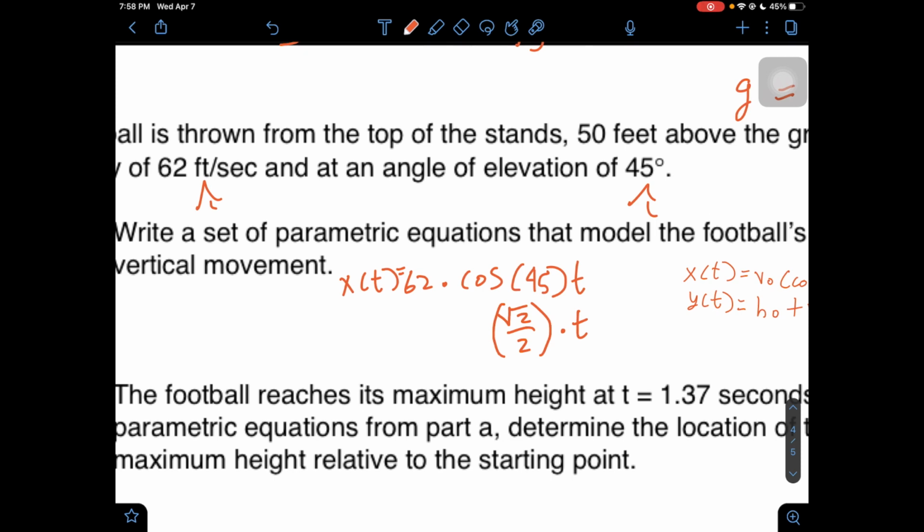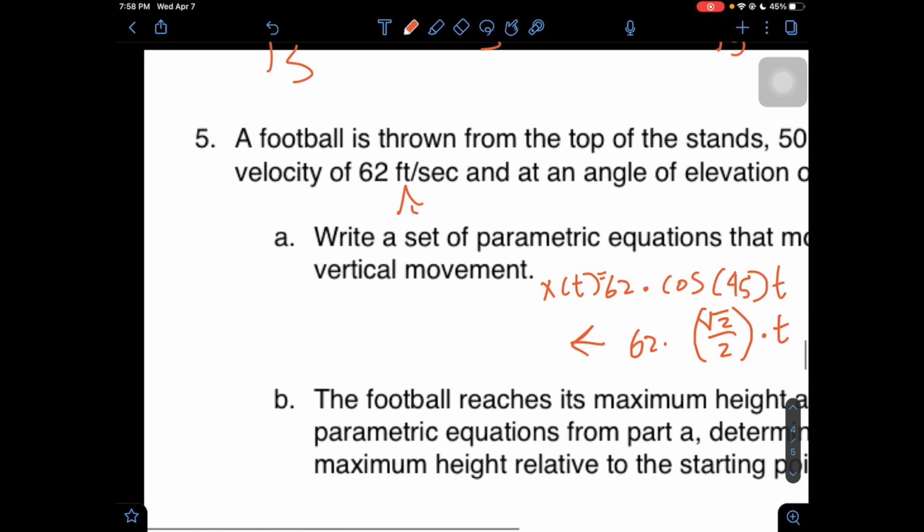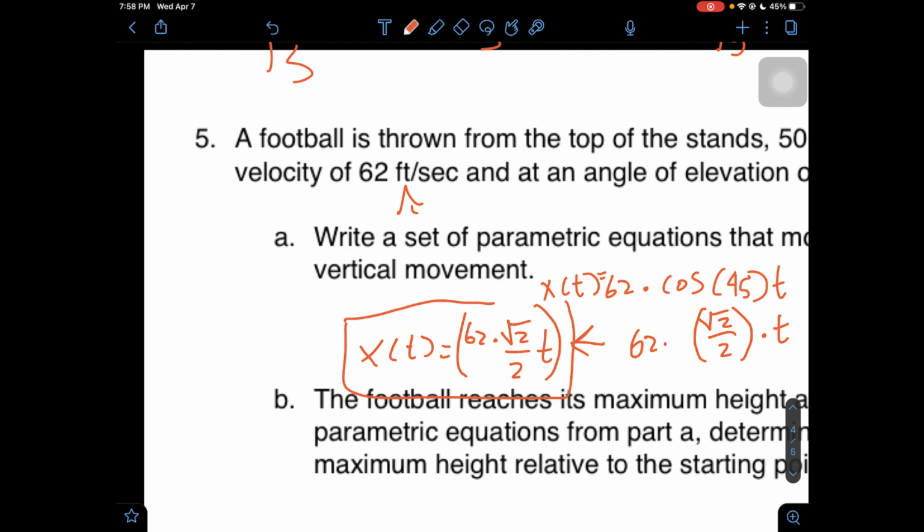But remember we have that 62 in front. So your x equation, you don't really have to simplify it. This is the simplified form: x of t equals 62 times the square root of 2 over 2 times t. And that is your answer for the x of t.